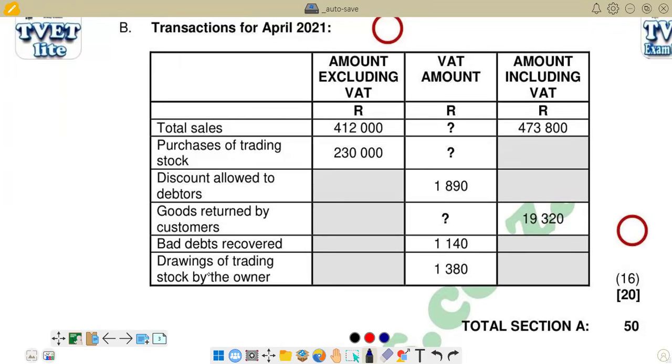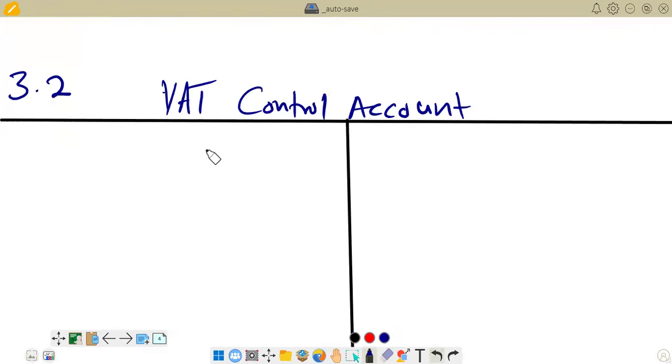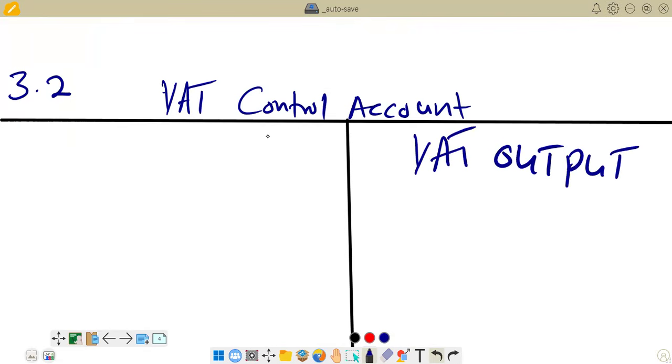If you come to the answer section, you'll see that we have a VAT control account there. And then we are going to start with the balance that we have at the beginning of the question. So this is a VAT control. Basically we've got VAT output on the credit side, and then we have VAT input on the debit side. So it's a matter of just understanding what we mean by VAT output and what we mean by VAT input.